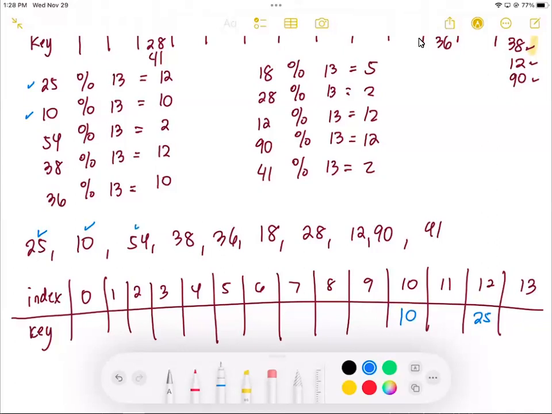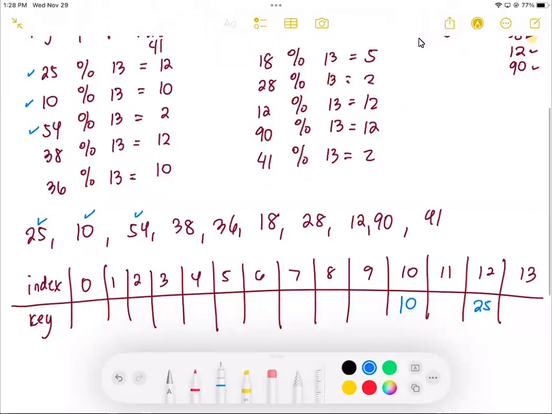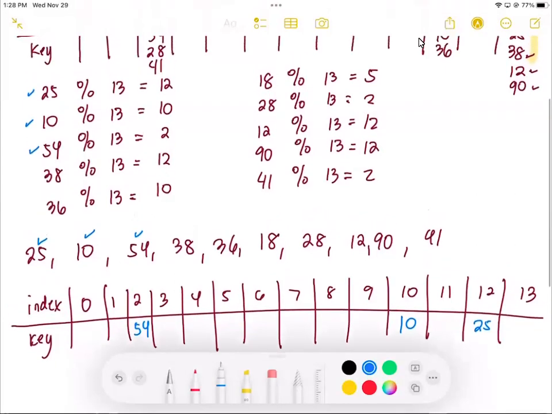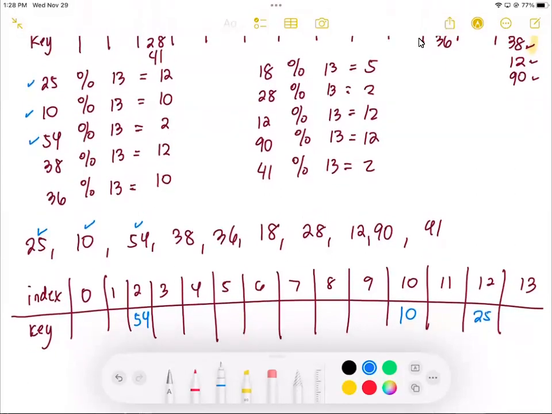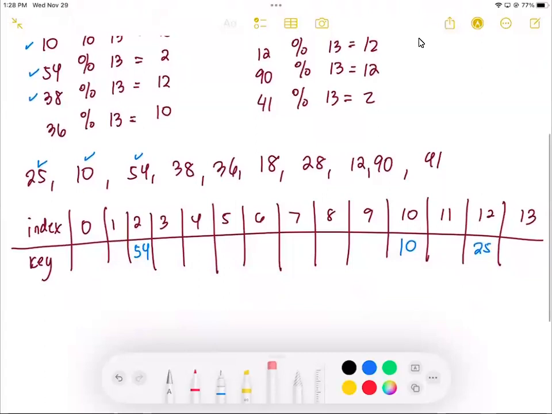And then 54. For 54, modulo 13 is actually 2. The second bucket is also empty, so we add 54 here. And next we have 38. 38 modulo 13 is 12. Here we're supposed to put it here, but there's already a collision. So what we are going to do is probe, that is, do linear probing. So initially we had 38.